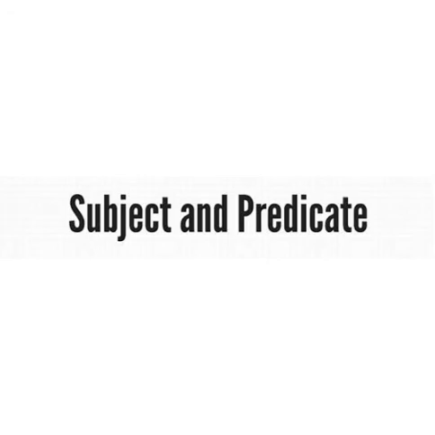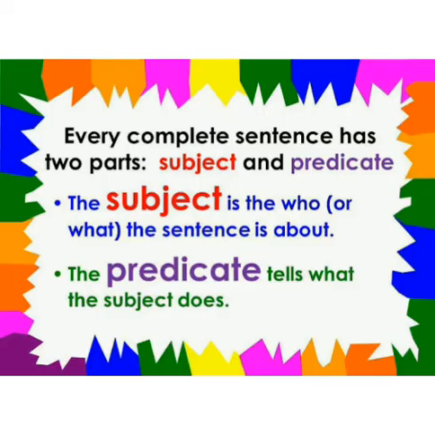Now look, every complete sentence has two parts. One is the subject and the other is the predicate. That is a part of a sentence. Number one, what is a subject? You need to understand: we must talk about some person or thing when we talk. In a sentence, we must talk about a person or thing.